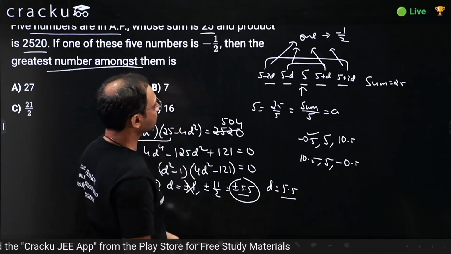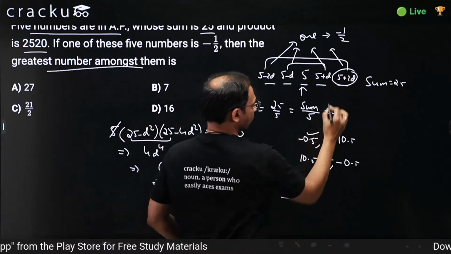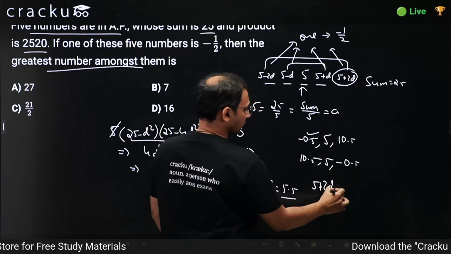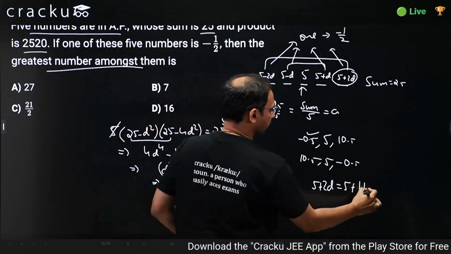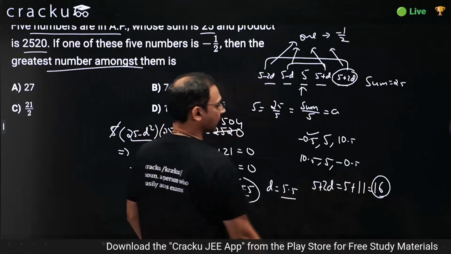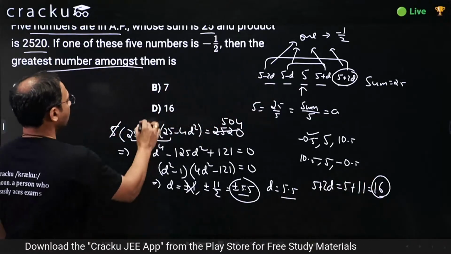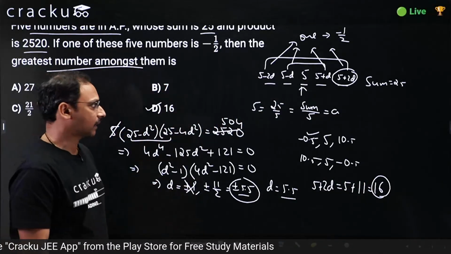He's asking the greatest. So the greatest one will be 5 plus 2D. So 5 plus 2 into 11 by 2 is 11. So the greatest term in the given sequence is 16. So fourth option is the correct answer.